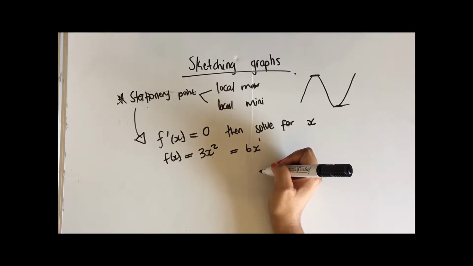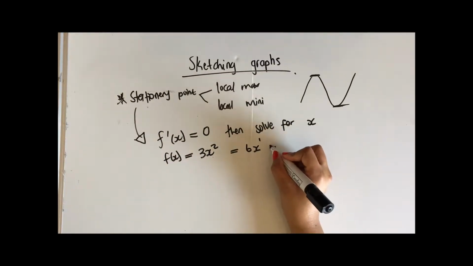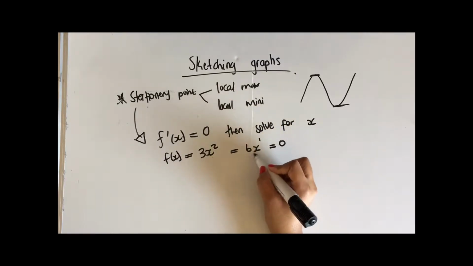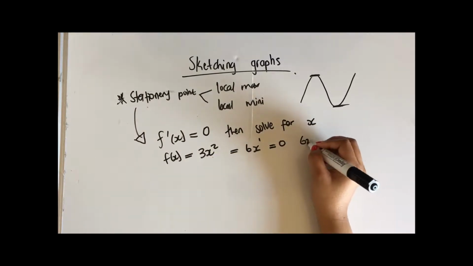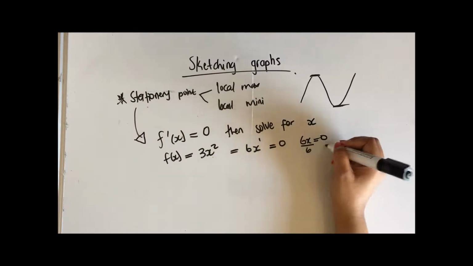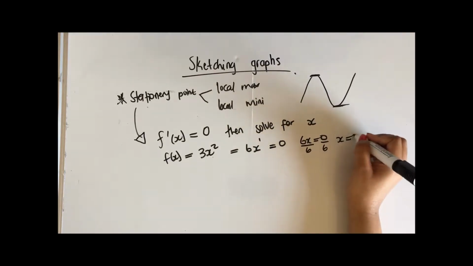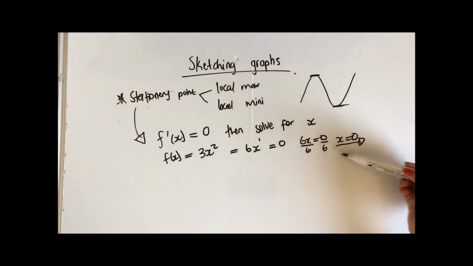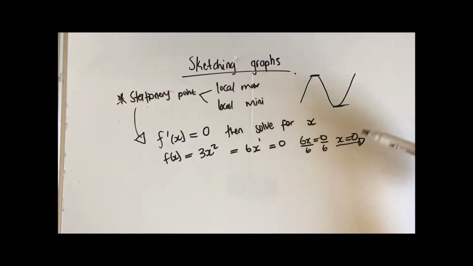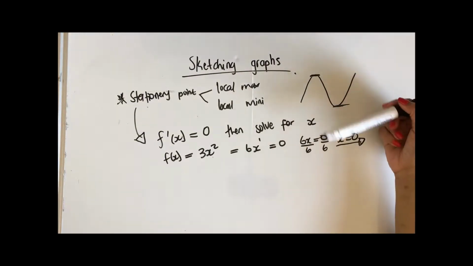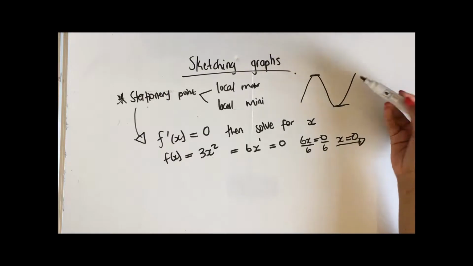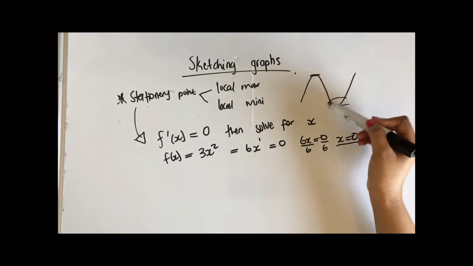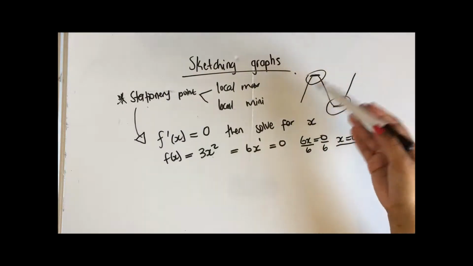And so then you set it equal to 0, then solve for x. So now 6x is equal to 0, so divide by 6, and then x is equal to 0, right? Now once you have your x equal to 0, you take this 0 and substitute it into the original formula, and then you will be able to get your y point, and then you will know where your stationary point is.